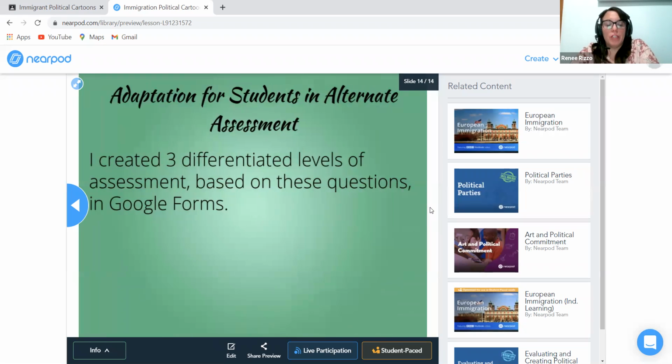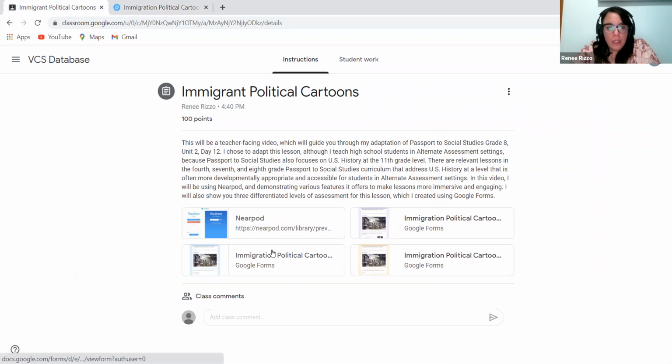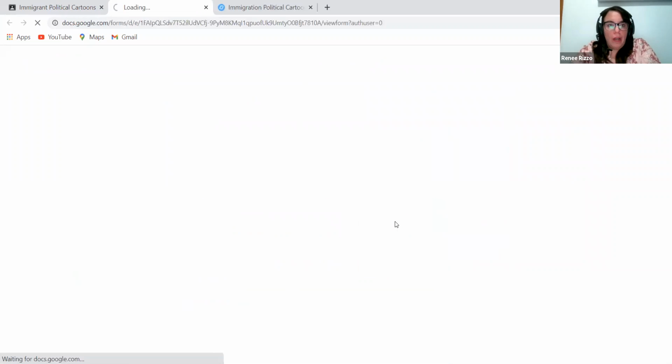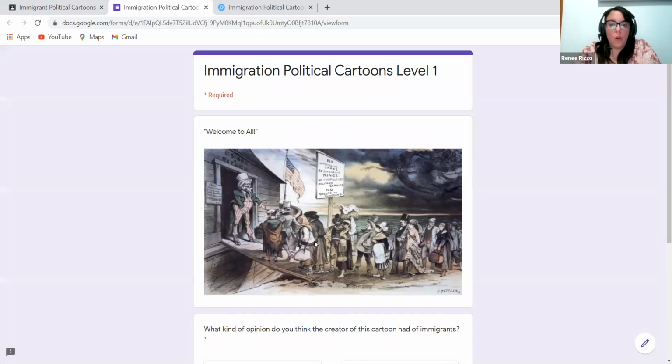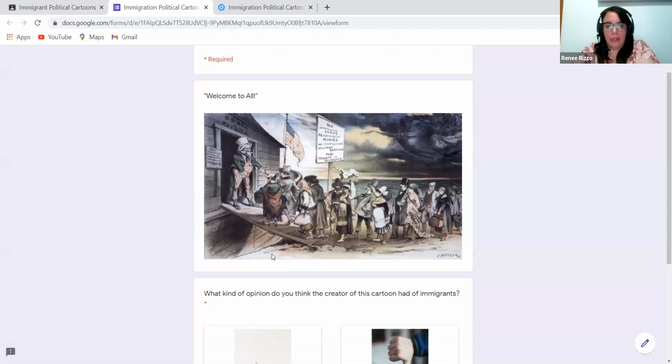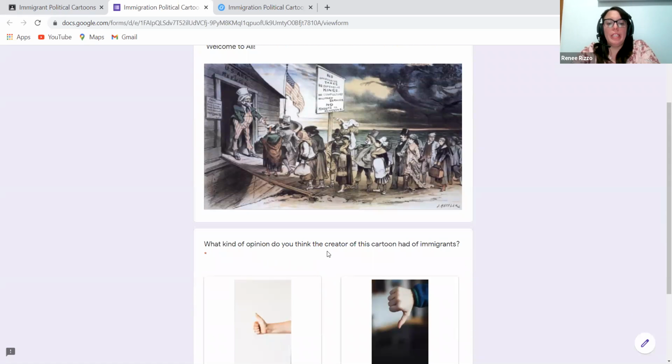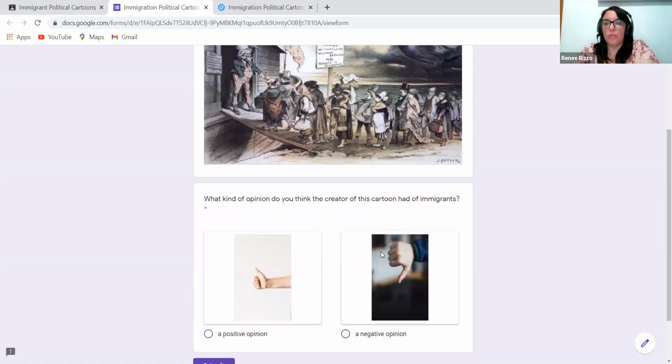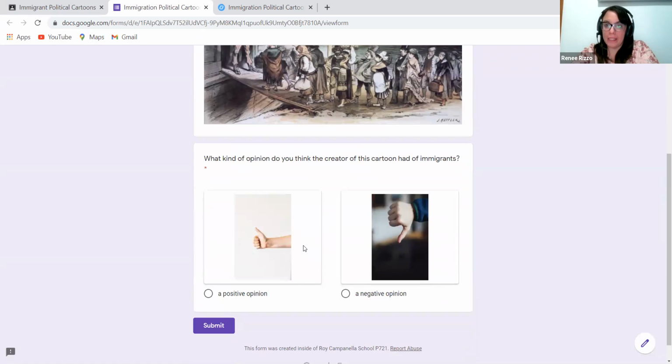So, the adaptation for students and alternate assessment. I created 3 differentiated levels of assessment based on these questions in Google Form. So, at level 1, Welcome to All, I show the cartoon here. What kind of opinion do you think the creator of this cartoon had of immigrants? A positive opinion or a negative opinion? It's a simple question with picture supports for our students who need that degree of support to be able to answer the questions.